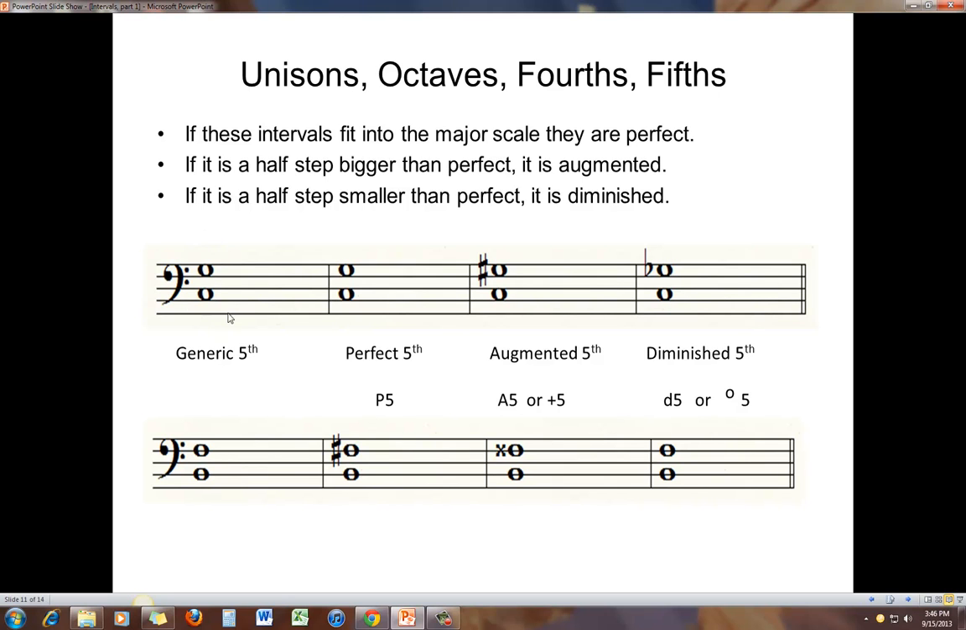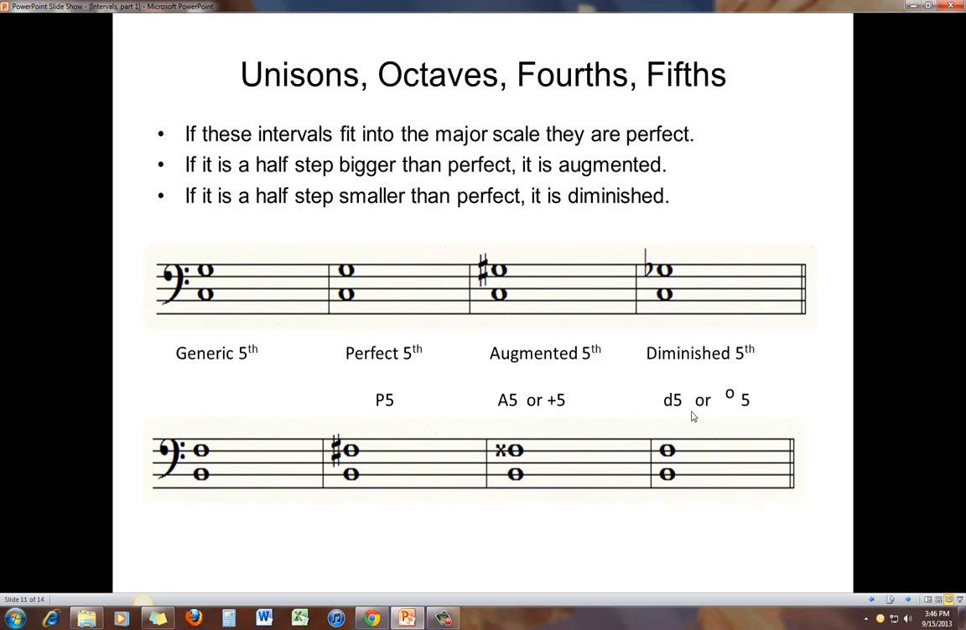So this is a generic fifth. In the C major scale, or in the key of C, there is a G, so this is a perfect fifth. C to G sharp is a half step bigger. This is an augmented fifth. C to G flat is a half step smaller than perfect, so this is a diminished fifth.